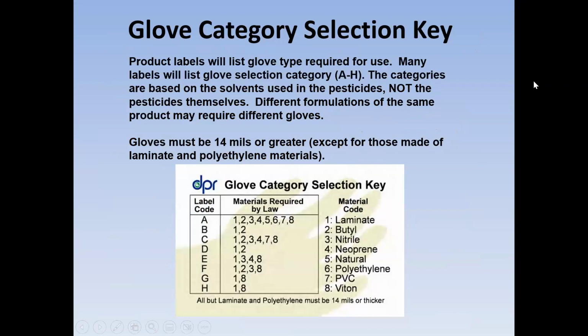Okay, here is a list of the glove category selection key by DPR. And this is also in the category A PowerPoint. I want you to actually review this, including that the gloves must be at least 14 mils or greater, except for those made of laminate and polyethylene materials. So I want you to understand how this chart works.